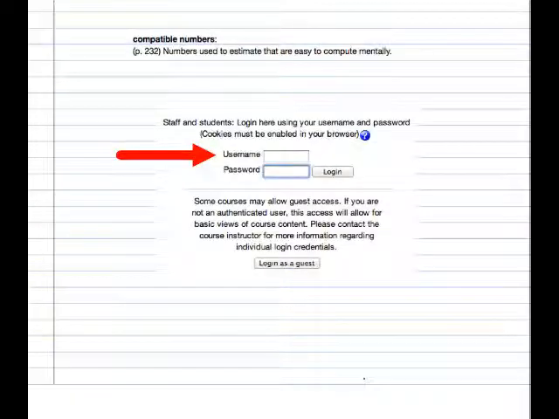The vocabulary in this lesson is compatible numbers, numbers used to estimate that are easy to compute mentally.